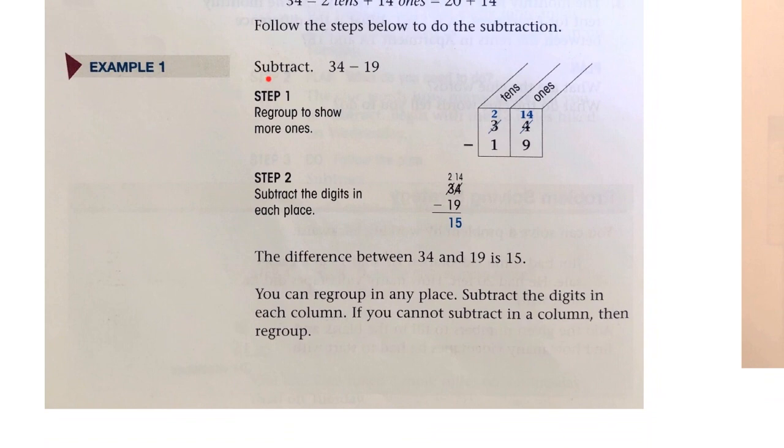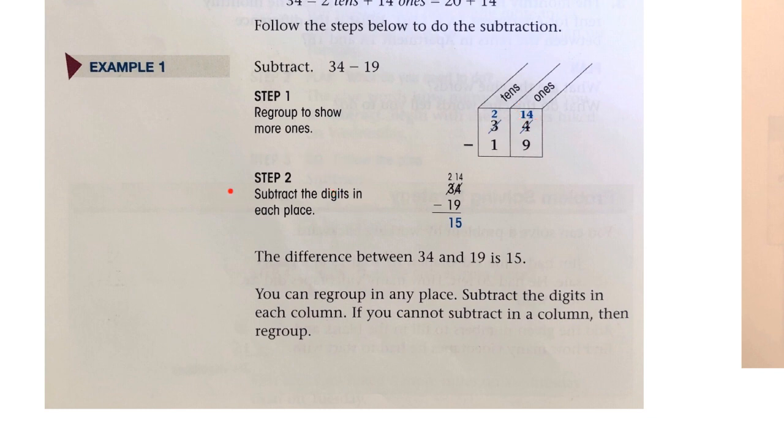Example 1. Subtract 34 minus 19. Step 1. Regroup to show more ones. Because we can't take 9 from 4, we need to regroup. So instead of keeping 3 10s, let's turn this into 2 10s and give one of those 10s to the ones column to make the 4 have 10 more, which would be 14.